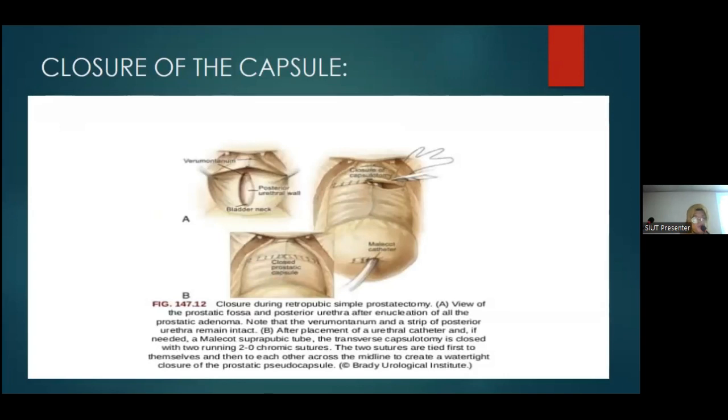Now, the closure of the capsule. The prostatic fossa and the posterior urethra, after the enucleation of all the prostatic adenoma, after the placement of the urethral catheter or Malecot suprapubic catheter, if needed, the transverse incision is closed with the two chromic sutures. The two sutures are tied first to themselves and then to each other across the midline to create a watertight closure of the prostatic pseudocapsule.